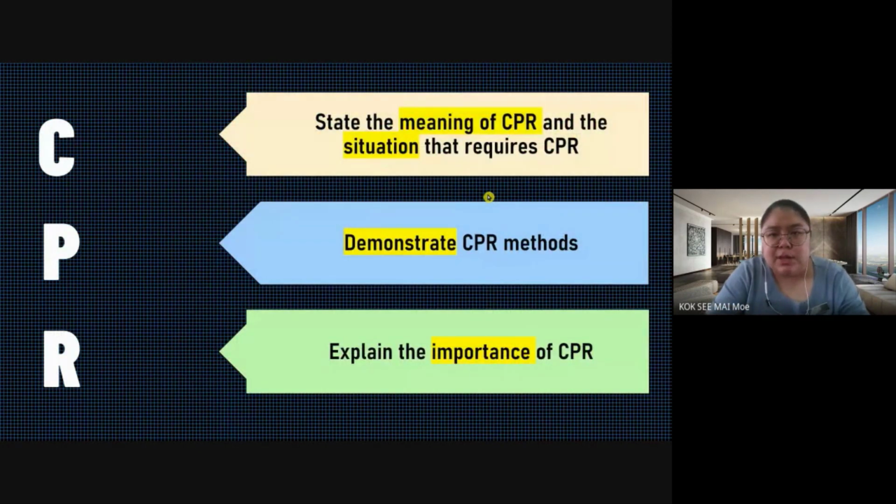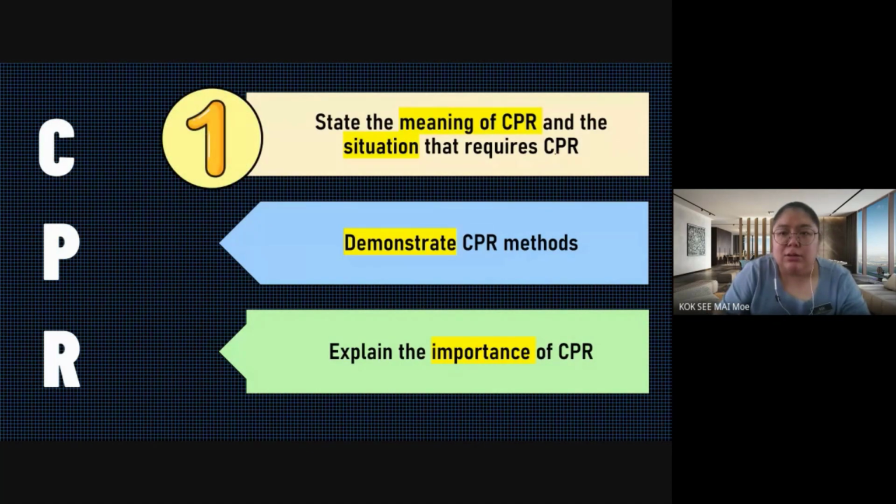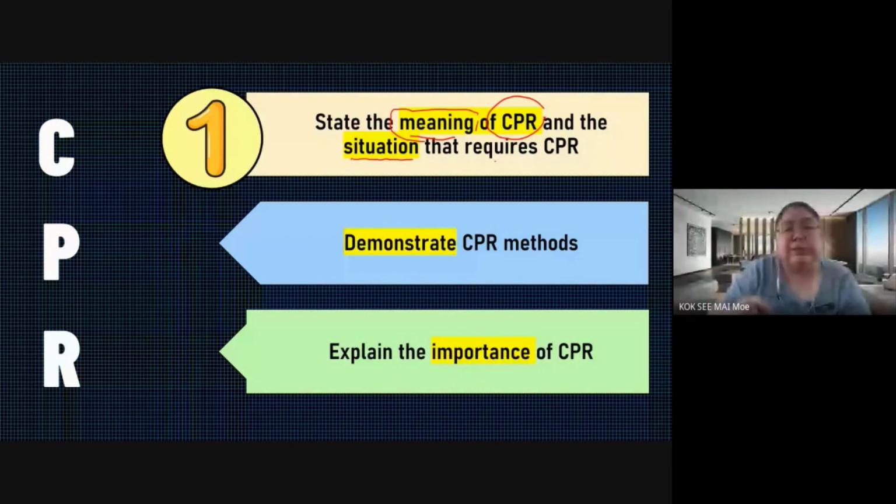From the CPR, what do we need to learn? First, we need to learn the meaning. What's the meaning of CPR? And also the situation, when we need to apply the CPR. Just now I told you the long form for the CPR. We need to apply the CPR, not simply whenever you want to apply. So we need to see the situation in which we need to apply this process.